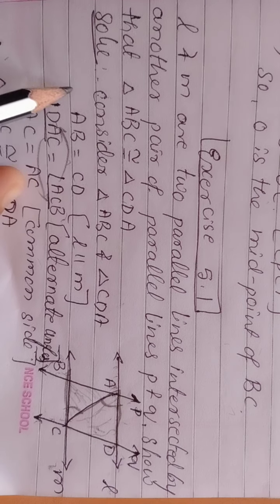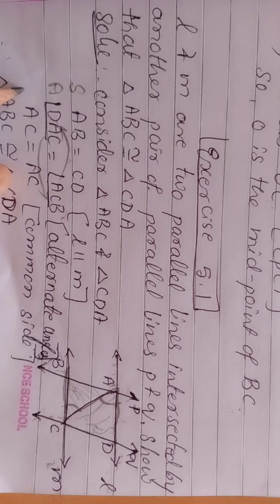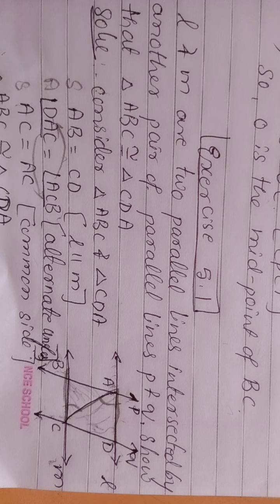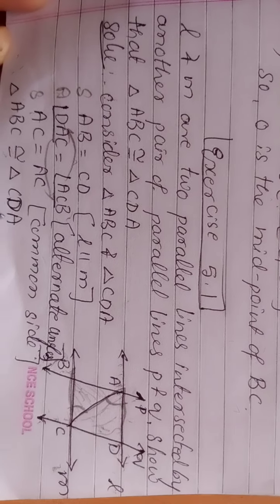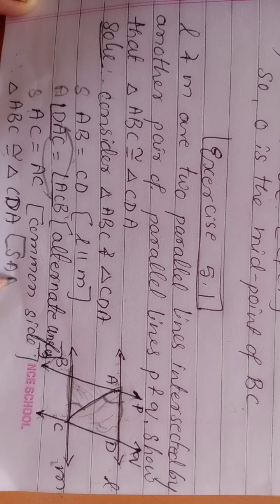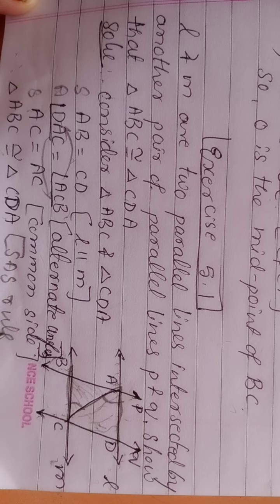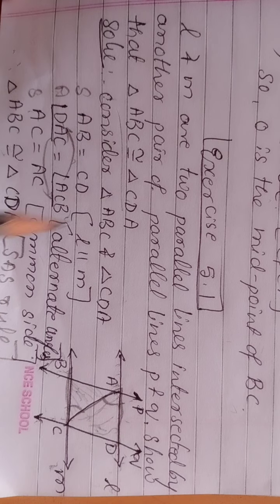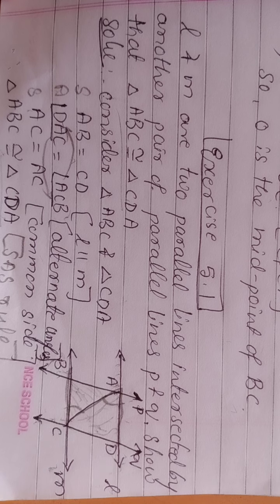So now what did you get? Yes, one side, one angle and one side. That's why triangle ABC is congruent to triangle CDA, from the SAS rule. Now we got the proof. This is the proof we had to make. We got the proof. Clear? Now the remaining problems we will discuss in the next class. Thank you, children.